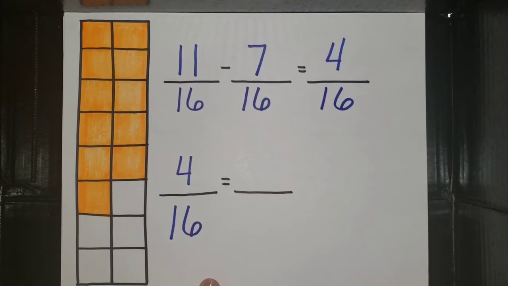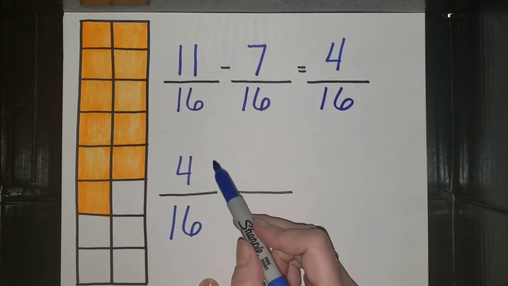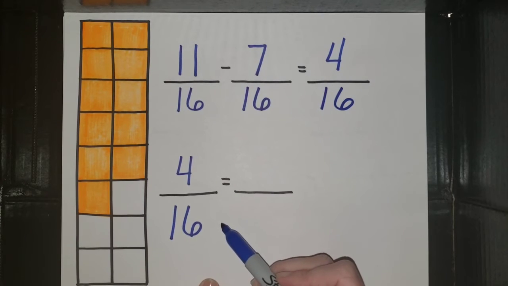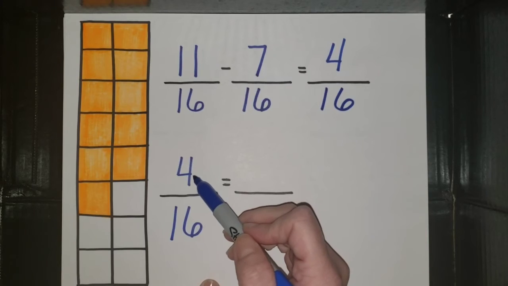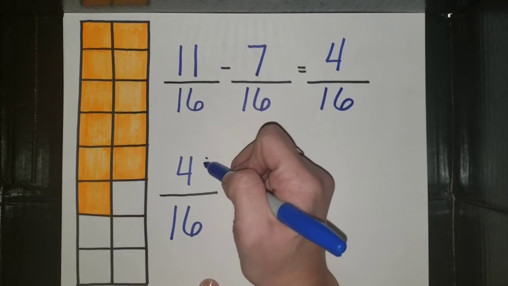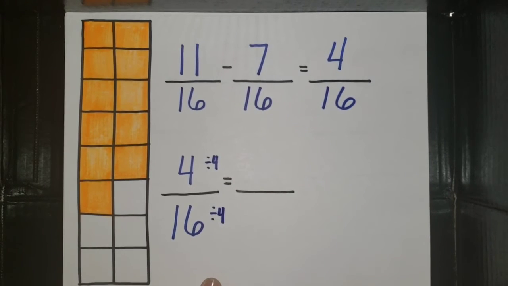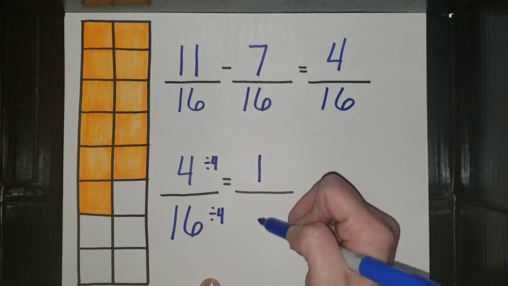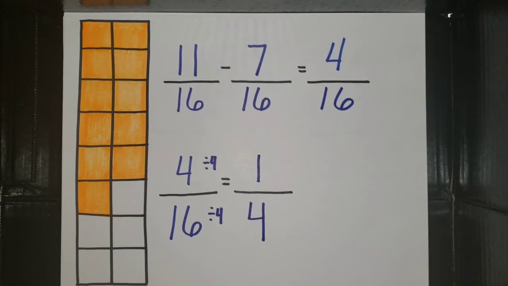So 4/16. Now again, we have two even numbers. So I could divide both my numerator and my denominator by 2. However, I have good number sense and I know my multiplication facts. And I know that 4 is a factor of 16. So I know that I can divide both my numerator and my denominator by 4. And that 4/16 in its simplest form is 1/4.